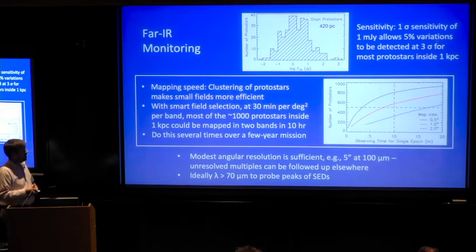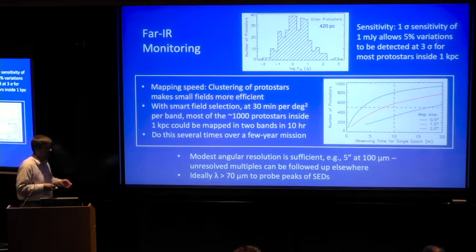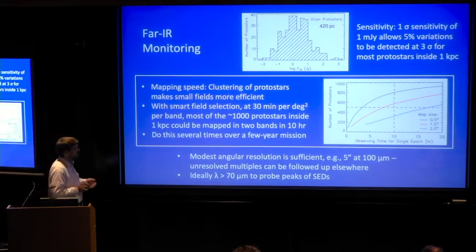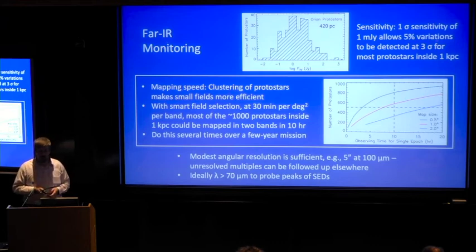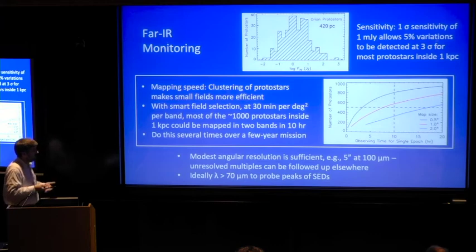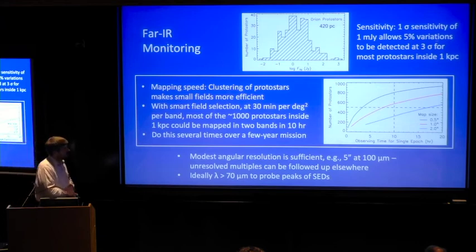Angular resolution is not a serious problem. Protostars are clustered, so at 5 arc seconds, we wouldn't really resolve all the multiple systems, but if you see something burst, you could follow it up with some other facility, perhaps a different wavelength that has better angular resolution. To really get the peaks of the SEDs, going longer than the 50 micron channel would really be ideal. So the 250 micron channel is, we're sort of bracketing the peaks of the SEDs with the wavelengths being discussed, unfortunately, but this would give us a lot more information than we have in the mid-IR, certainly.